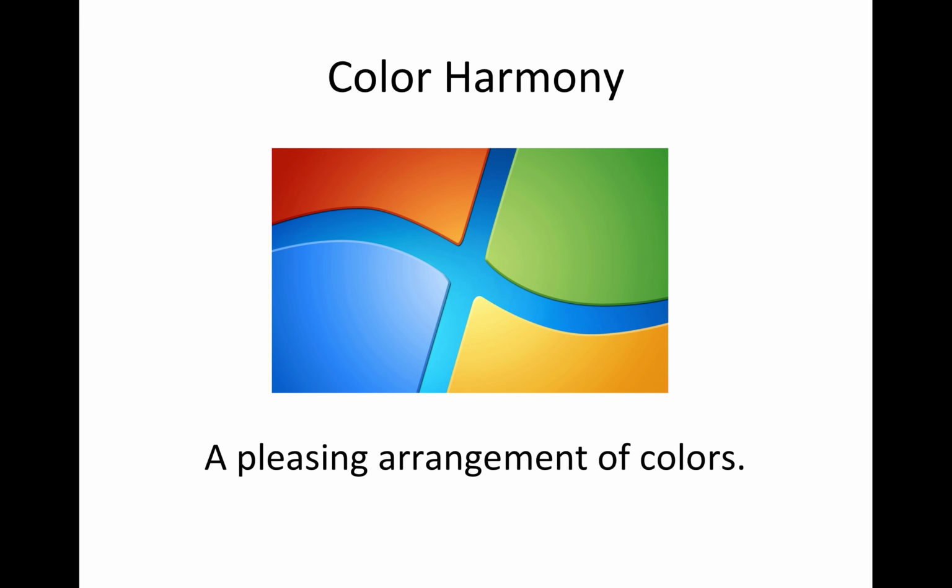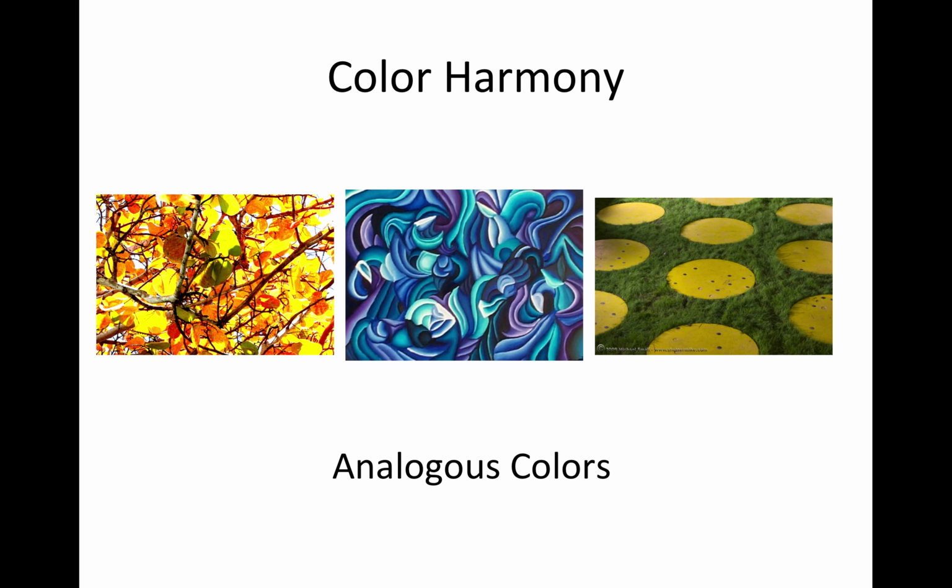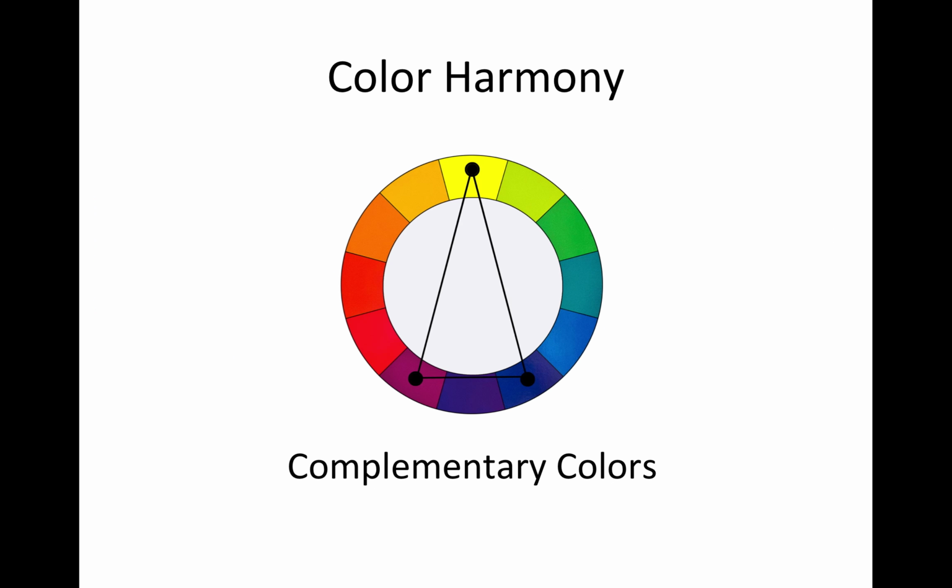To create color harmony, we need to create a pleasing arrangement of colors. One way to do that is to use analogous colors, colors that are right next to each other on the color wheel. Here are some nice examples of an effective use of analogous colors in design. Another approach is to use complementary colors, which are colors that are opposite of each other on the color wheel.